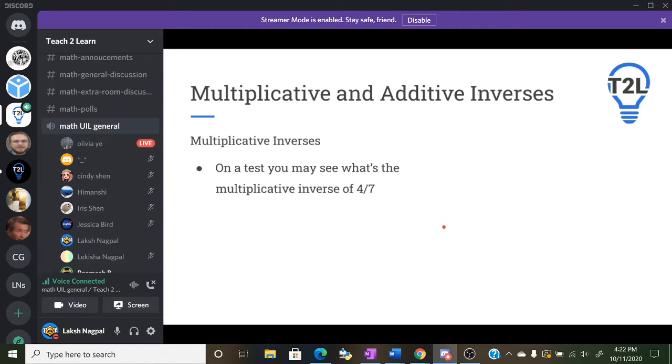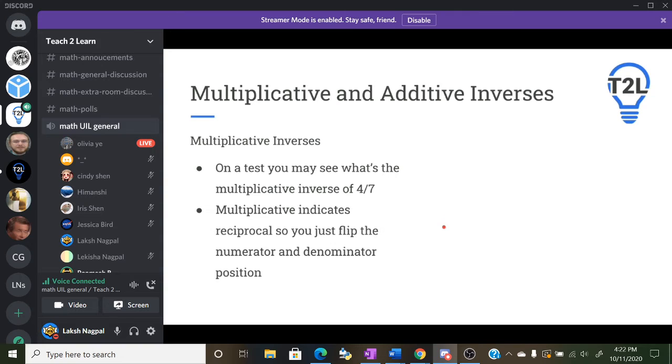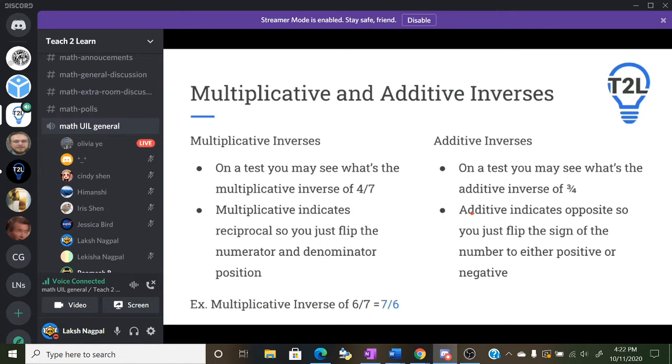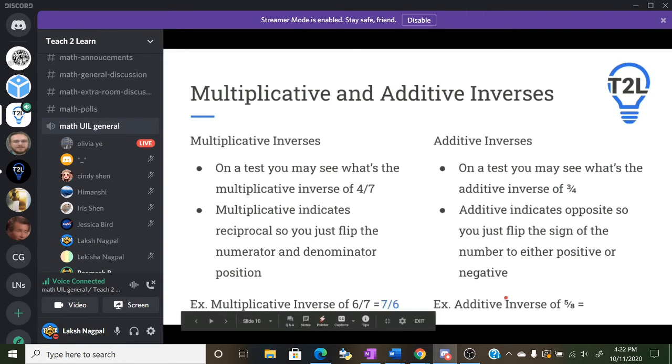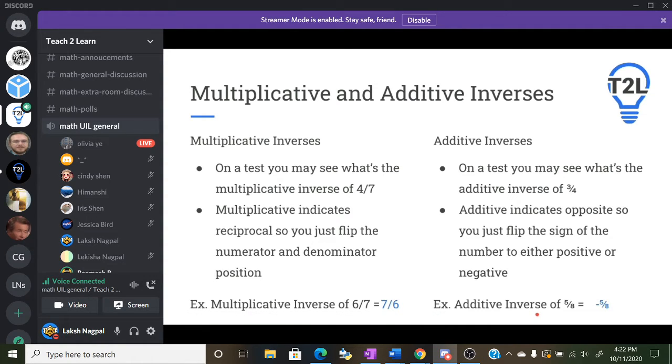This works with negative numbers as well. And then your additive inverse is basically multiply the number by -1, and then you have your additive inverse. So the additive inverse of -15 is 15, and the additive inverse of 5/8 would be -5/8.